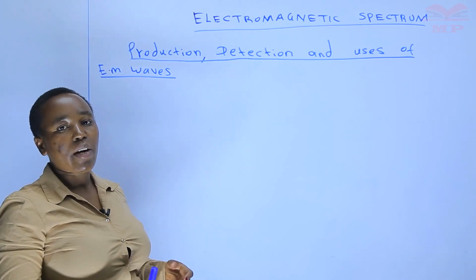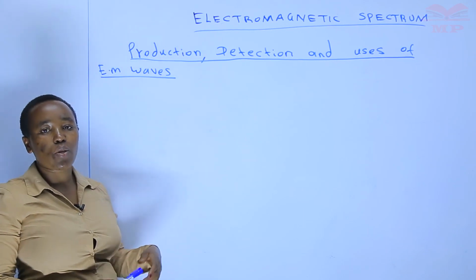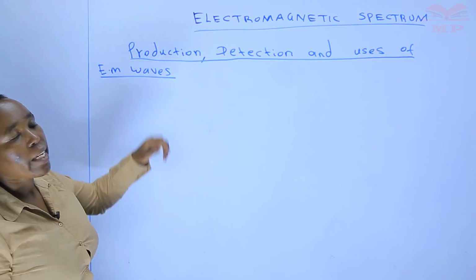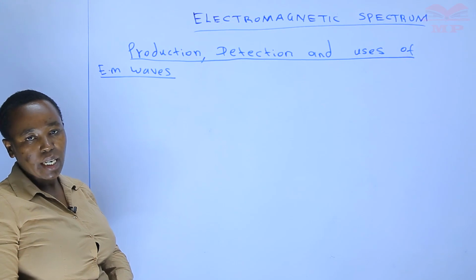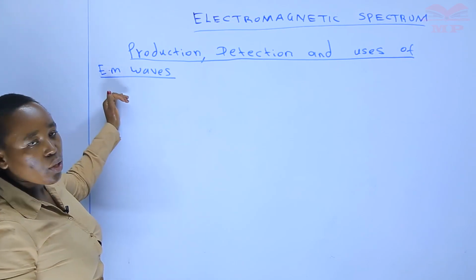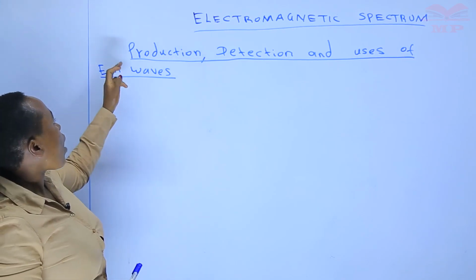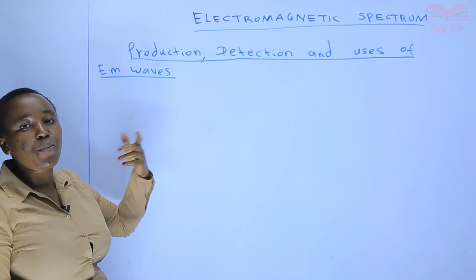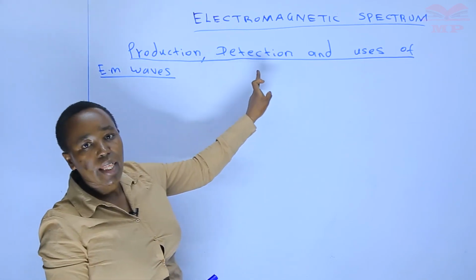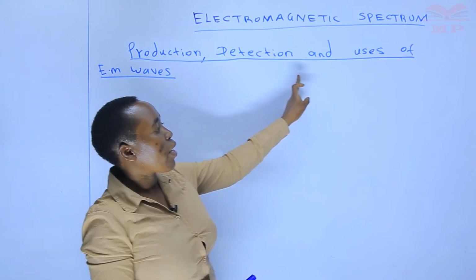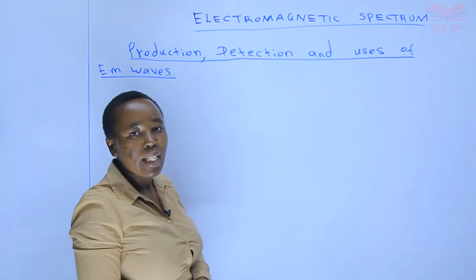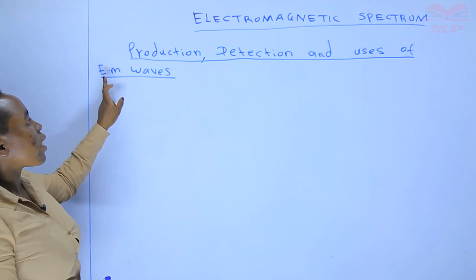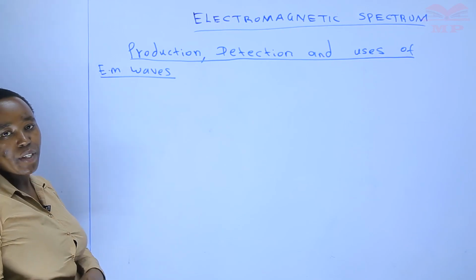So in this topic, we have been looking at the electromagnetic waves, and we've seen that when they are arranged in order of their frequencies or wavelengths, they form the electromagnetic spectrum. And now in this lesson, we want to know how are the electromagnetic waves produced? How are they detected? And what are the uses or applications of the electromagnetic waves?